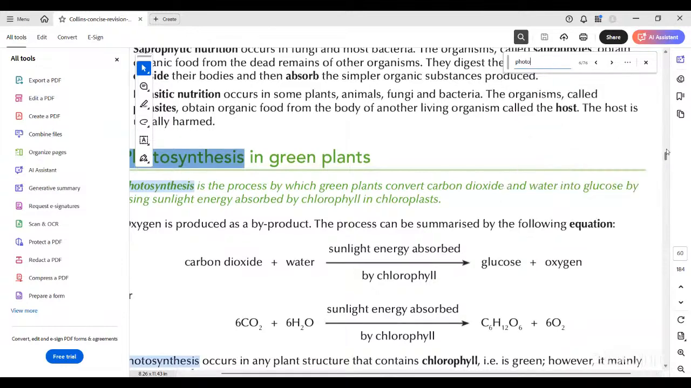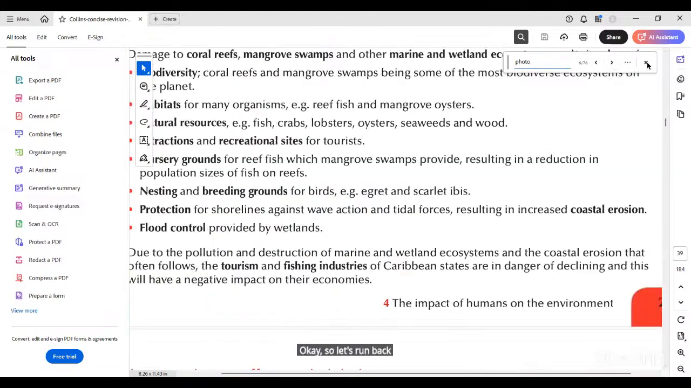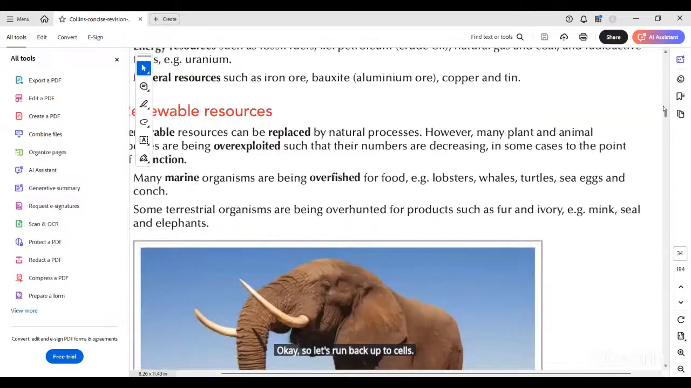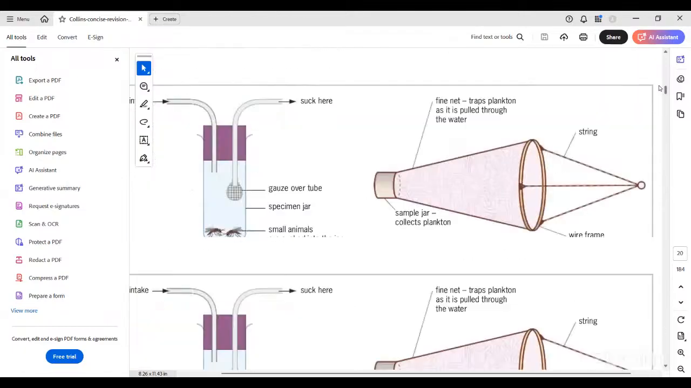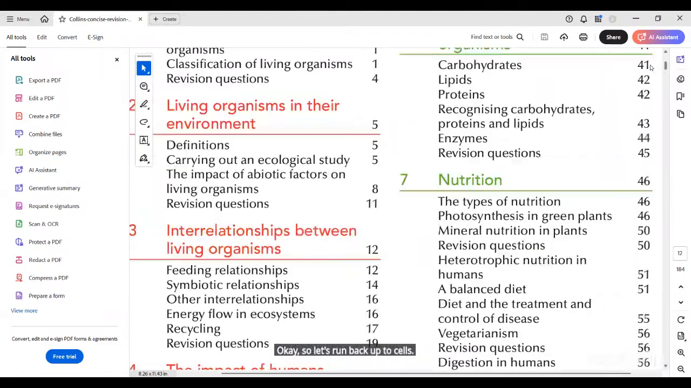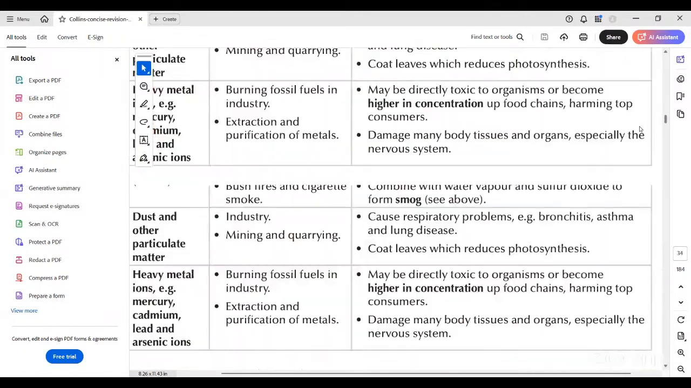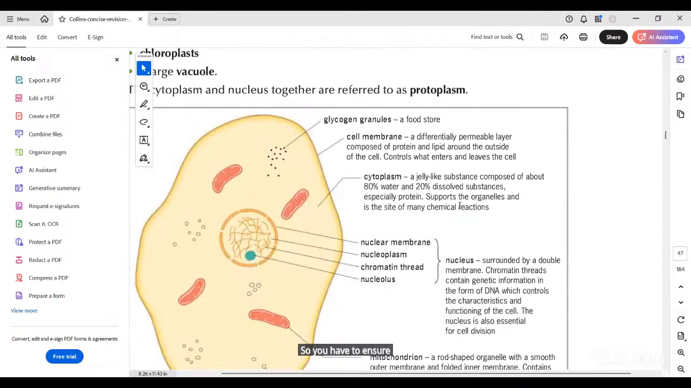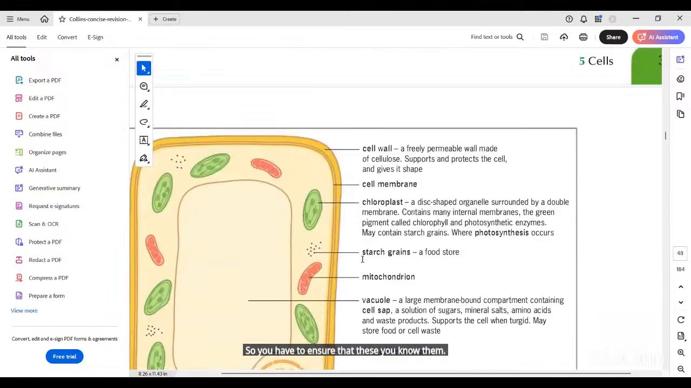Okay, so let's run back up to cells. You have to ensure that you know these. Cool? So let's look at the vacuole.